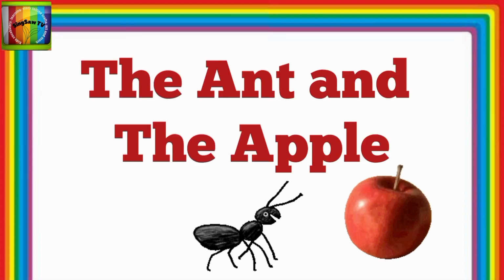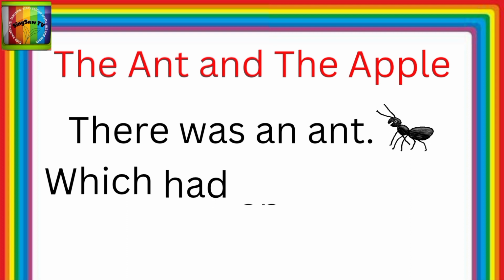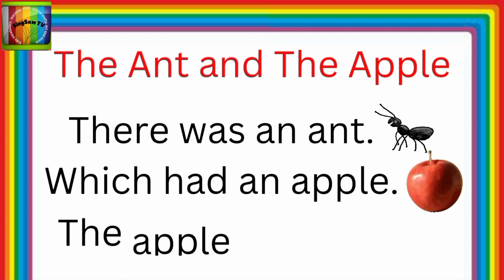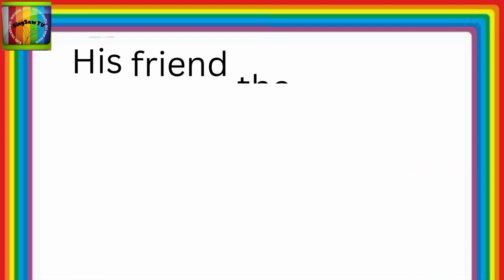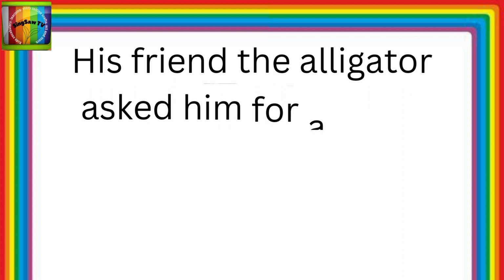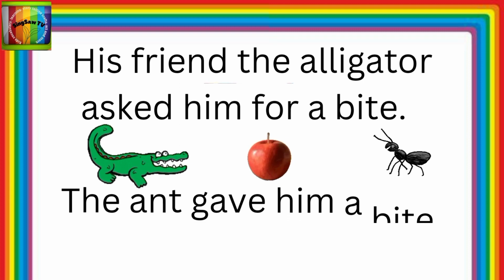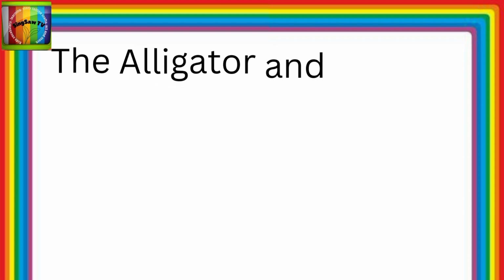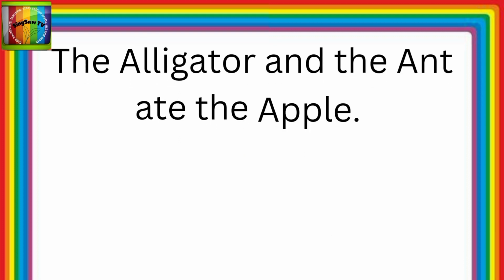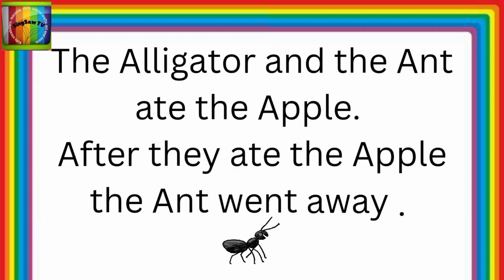The ant and the apple. There was an ant which had an apple. The apple was red. His friend, the alligator, asked him for a bite. The ant gave him a bite. The alligator and the ant ate the apple. After they ate the apple, the ant went away.